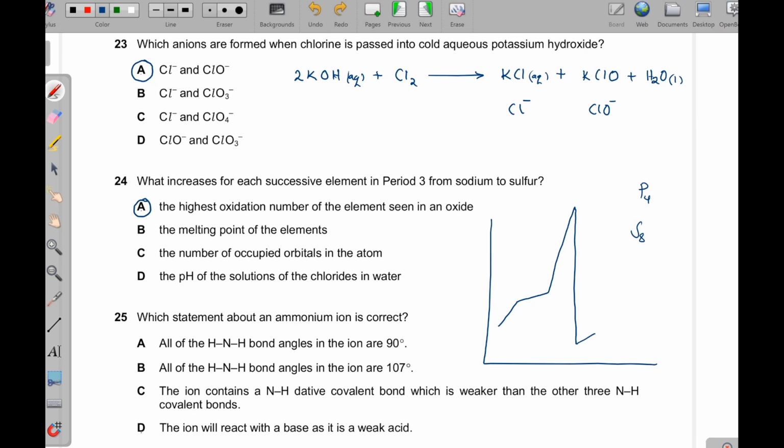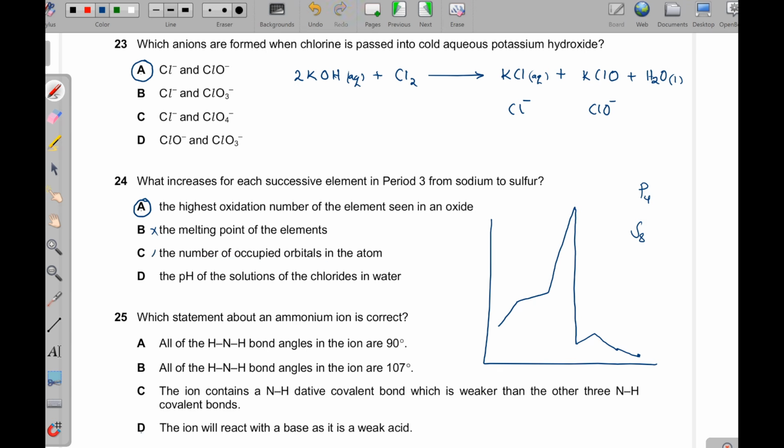Now next we are going to have chlorine. Chlorine is a simple molecule, it is even a gas, and these ones are solids at room temperature, so its melting point has to surely be below these ones here. And then we have argon also down there, because for argon we are having a gaseous atom. It is also a gas, so that is what we are having. It increases, then it decreases, so this one has to be off. Then option C, the number of occupied orbitals in the orbital.